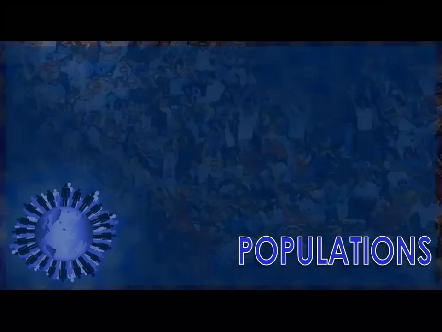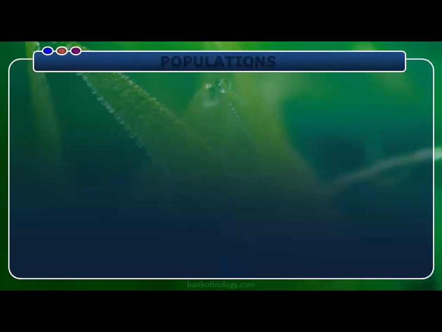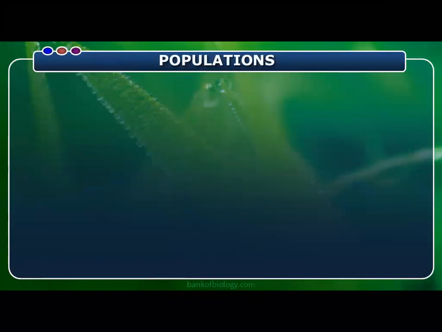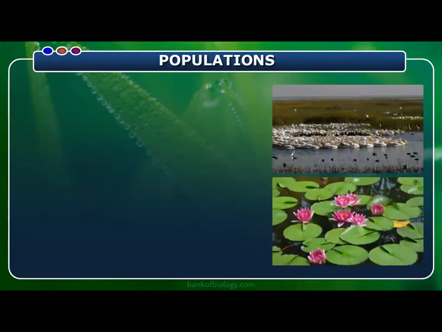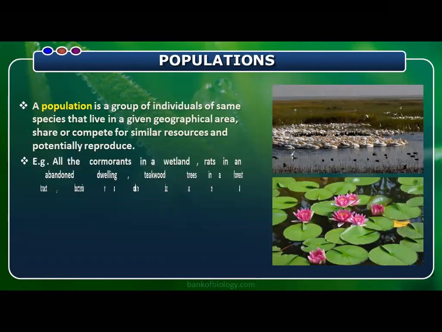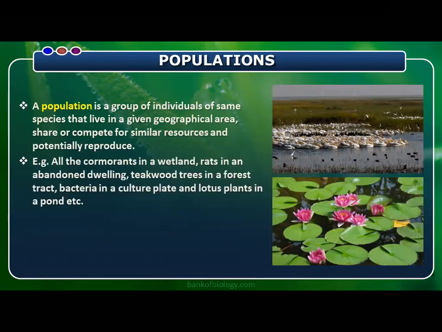Human population, rat population, likewise. A population is a group of individuals which belong to the same species. That you should understand first. A population is a group of individuals of the same species that live in a given geographical area, share or compete for similar resources and potentially reproduce. We can define it like this.